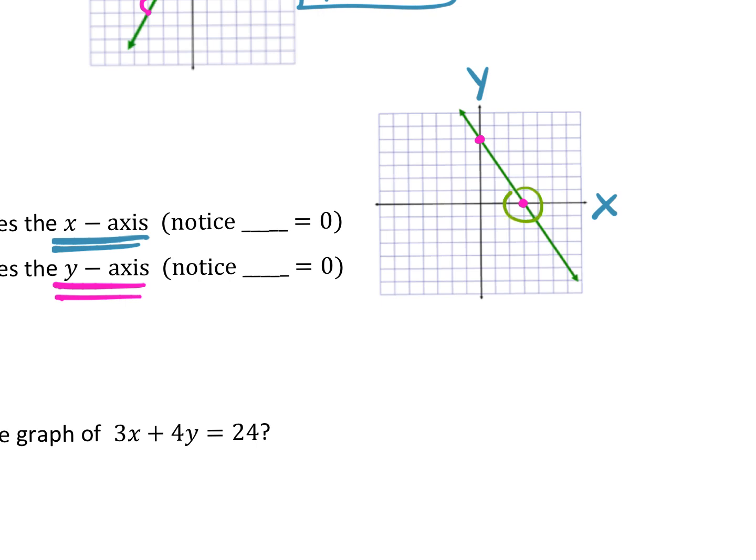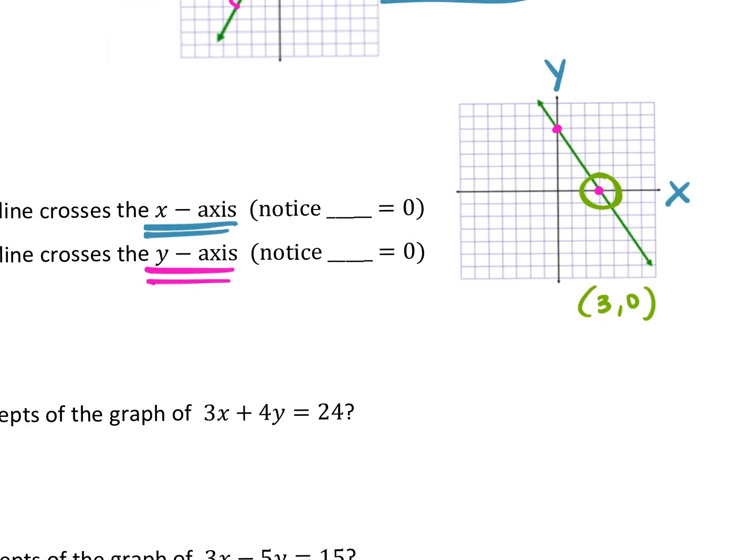Let's just look at this one right now. Can you name that point for me? Positive 3, comma, 0. Okay, so when you are finding an x-intercept, what is 0? The y value, right? Your y is equal to 0 when you're finding an x-intercept, okay?